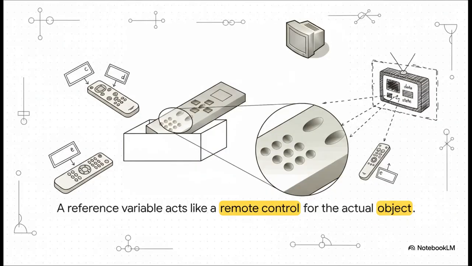And the book uses this absolutely brilliant analogy to explain it. Think of the object you created as the TV. Your variable c, well, it's not the TV itself. It's the remote control. It just holds the signal, the reference, that lets you interact with the actual TV object. You could even have multiple remotes, just like the book shows, all pointing to and controlling that same one TV.